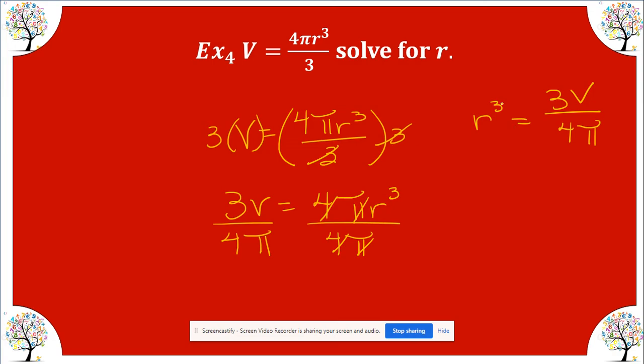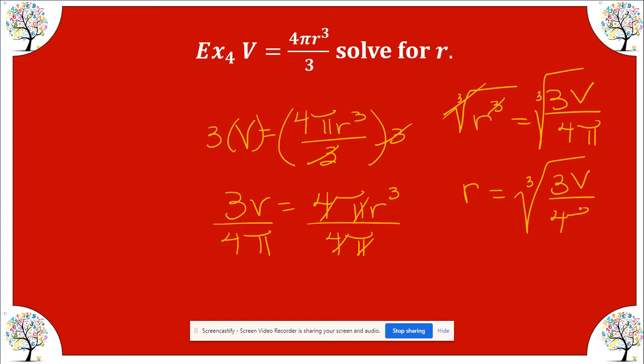So just like to undo squaring you take the square root, to undo cubing, we're going to take the cube root and we just have to write in our little index 3. So taking the cube root of something cubed gives us just that variable. And now we have to take the cube root of the right side. Just don't forget your little index of 3. So we have the cube root of 3 times the volume over 4 pi. That's our new formula.